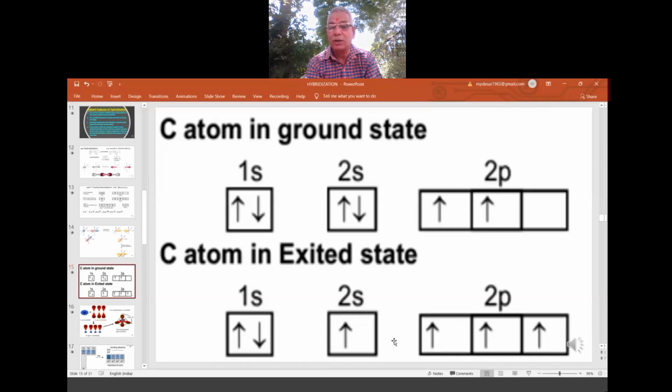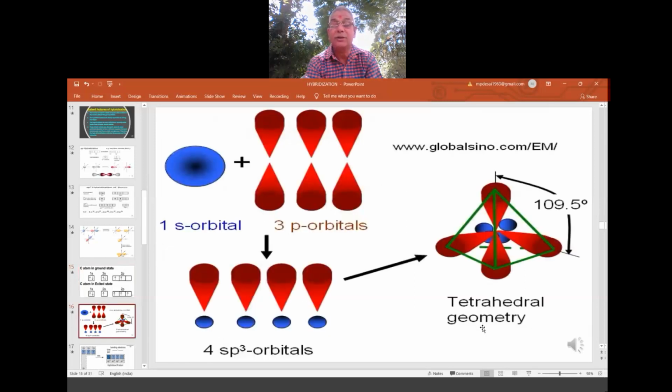So 4 unpaired electrons are available, and now they will undergo hybridization. One s orbital, that is 2s, and the 3 p orbitals, that is 2px, 2py, 2pz, they are mixing. So this is one s orbital, that is 2s, and these are 3 p orbitals from 2p. They mix. After mixing, they form here.